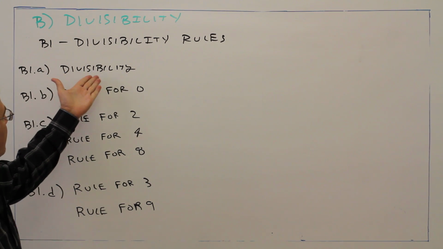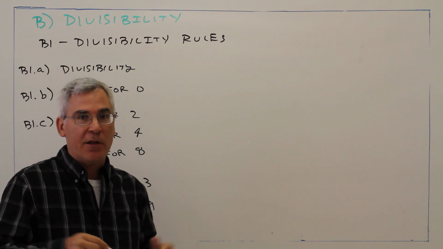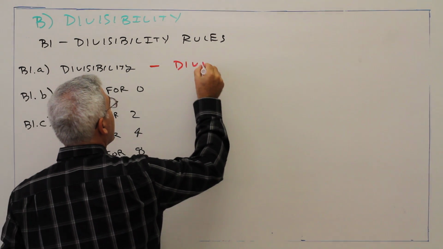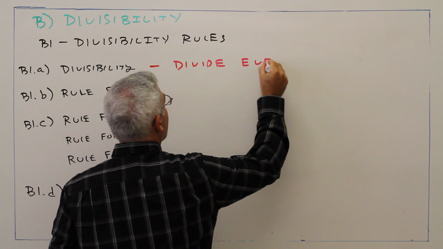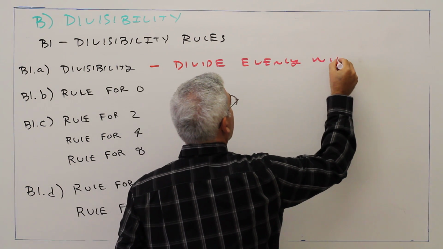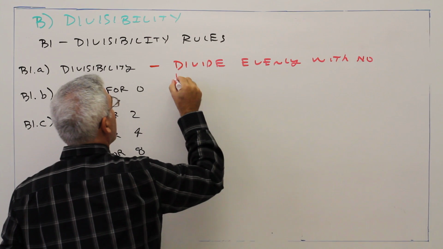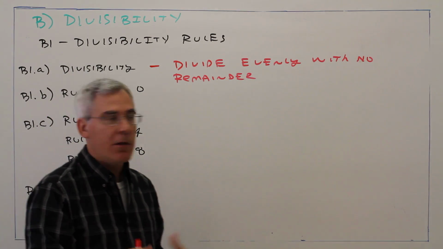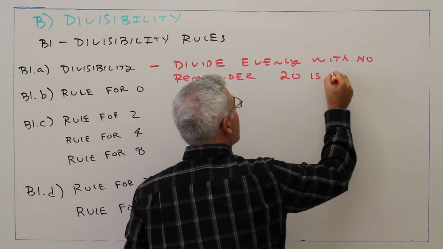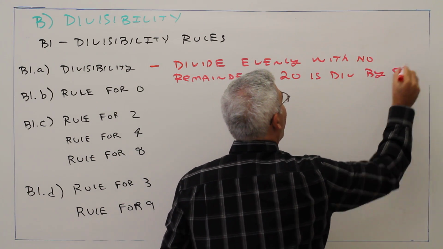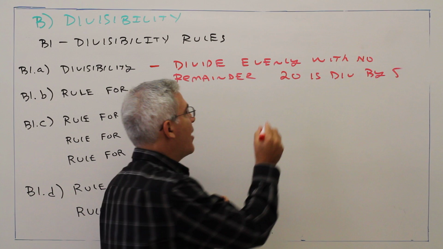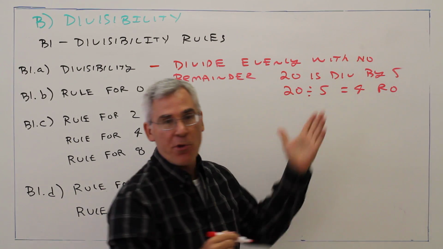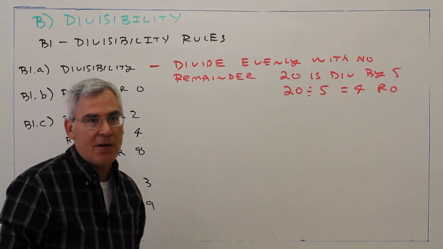All right, so before we get into that, what do we mean by divisibility? There's many definitions, but an easy one is if you can divide evenly with no remainder. So for example, 20 is divisible by 5 because 20 divided by 5 equals 4 with no remainder. So that's an easy definition to use.